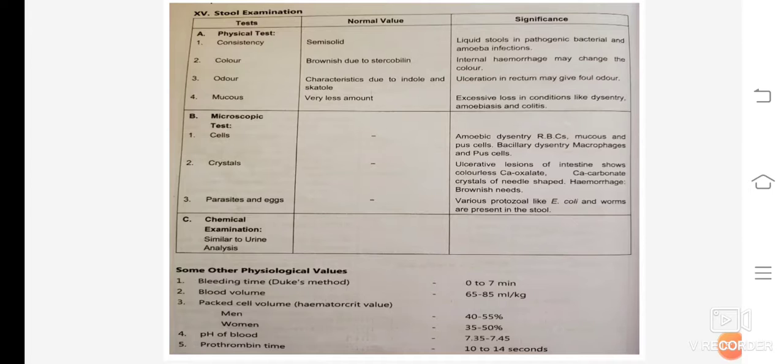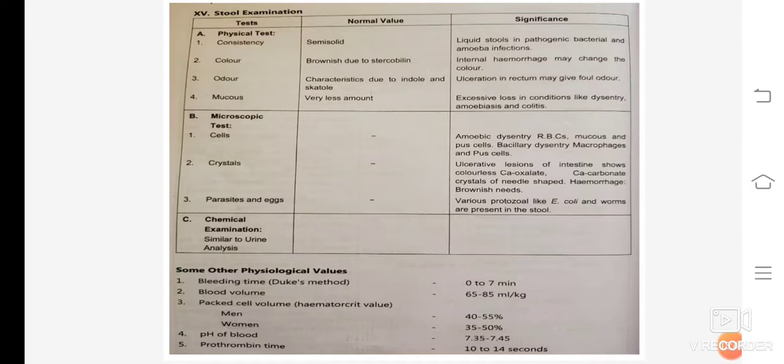These are the stool examination tests. It is the physical test for stool examination: consistency, color, odor and mucus. Then microscopic test for cells: amoebic dysentery shows RBCs, mucus and pus cells; bacillary dysentery shows macrophages and pus cells. It is the significance for microscopic test of cells.